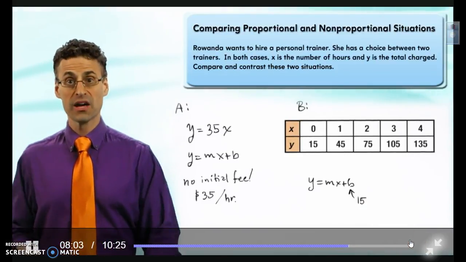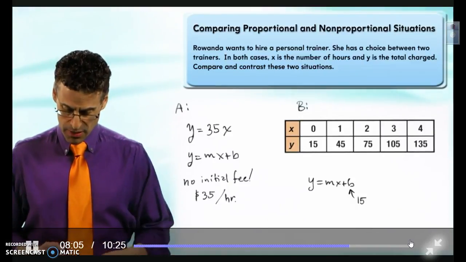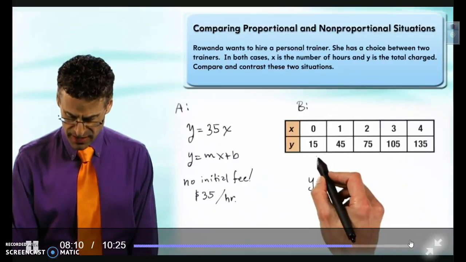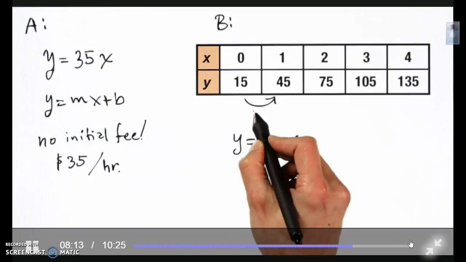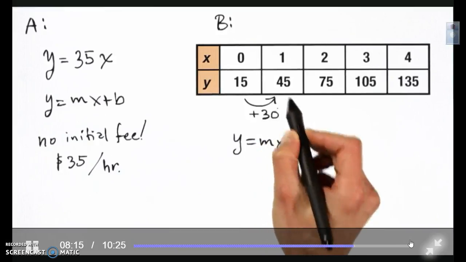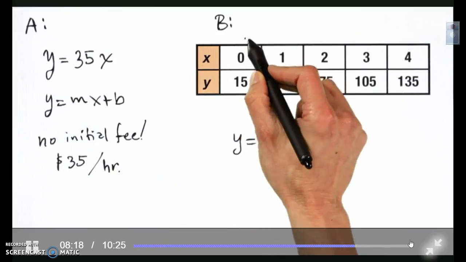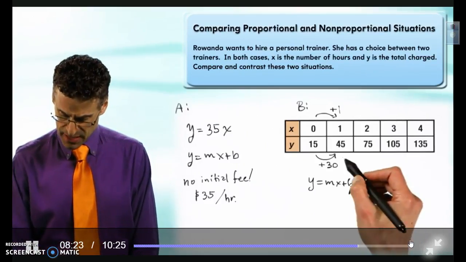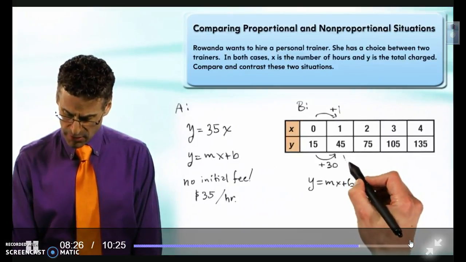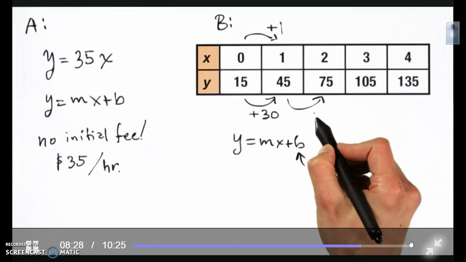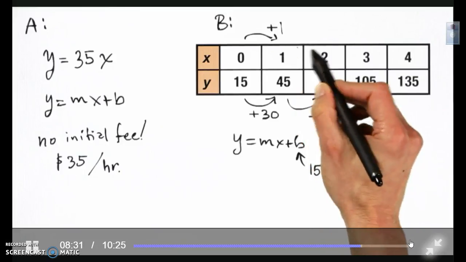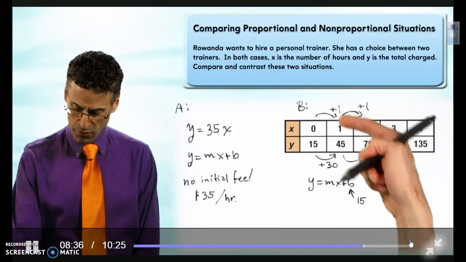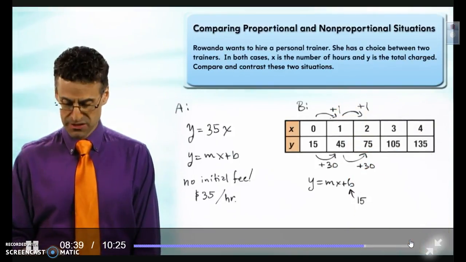And now, what about the change, right? What's the slope? Well, how do I go from 15 to 45? What do I have to add here? I have to add 30. And what do I have to add to 0 to make it 1? I have to add 1. Okay, now let's see what happens when I go from 45 to 75. What do I have to add to 45 to make it 75? Well, it's 30. What do I have to add to 1 to make it 2? It's 1. And now you're seeing the rate, 30 over 1. 30 over 1, it seems to always be the same.